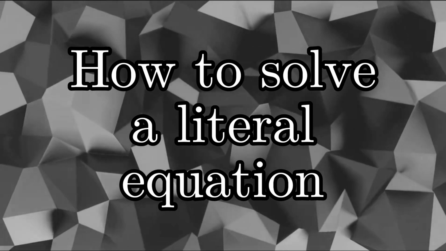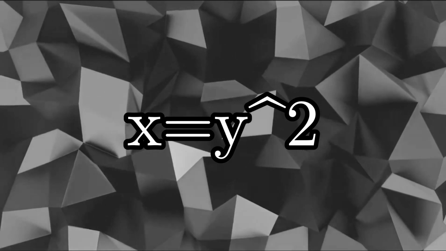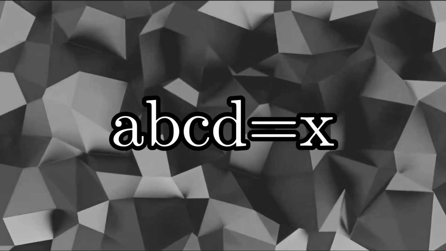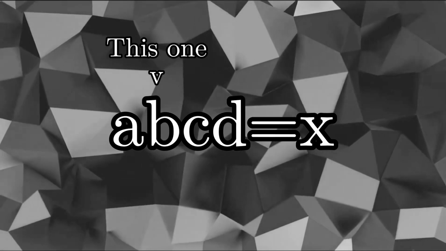How to solve a literal equation. A literal equation is an equation that is only letters. They can look quite tricky at first, but I'll explain it in a way that will help you understand instantly. First, an equation will have a bunch of letters that is equal to another letter. You can solve for one letter if you're choosing.